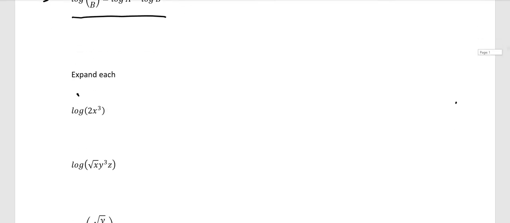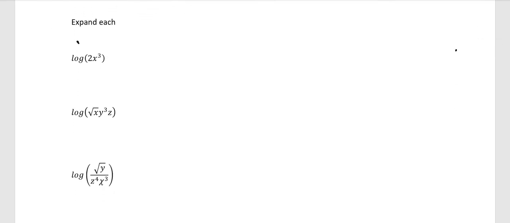So let's see here, expand each. What we're looking at here is the log of a product, and there's the two things, log of 2 and log of x cubed. So this can be expanded using rule number 2 up there. That's equal to log 2 plus log of x cubed. Now, there's not really much to do with that log 2. We'll just rewrite it and leave it.